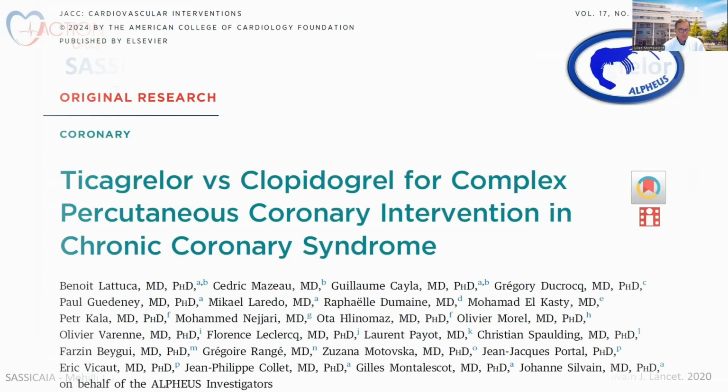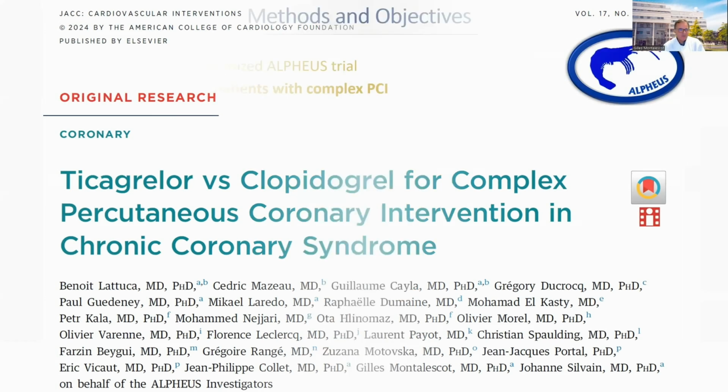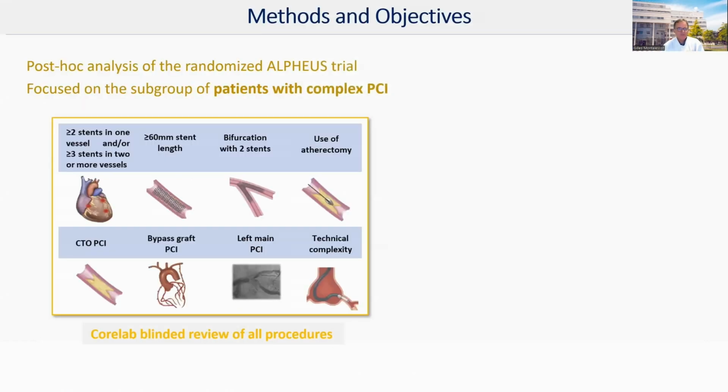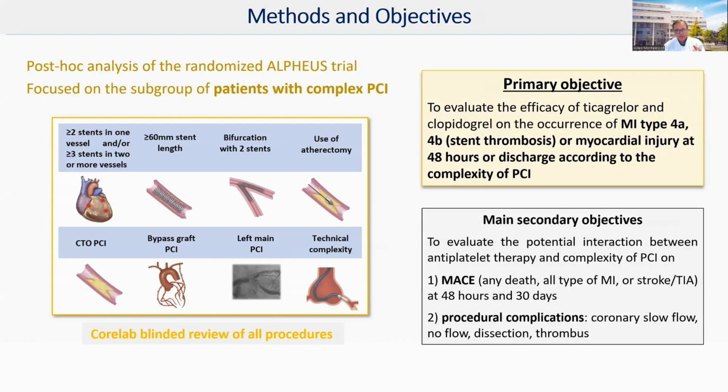So what we did also is to look at complex PCI in this group of patients on the basis of the procedure and on the basis of the angio. And as you know, this is quite well defined in the literature. So we took all these items to define the complexity of PCI, in addition to the highest features that we had to select the patients for Alpheus. So we have now complex PCI in high-risk patients undergoing scheduled PCI. And the primary objective and secondary objectives use exactly the same endpoints for these analyzers.